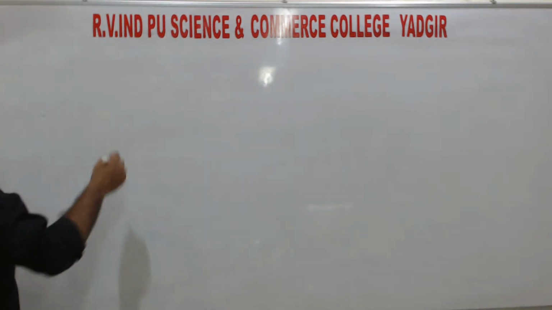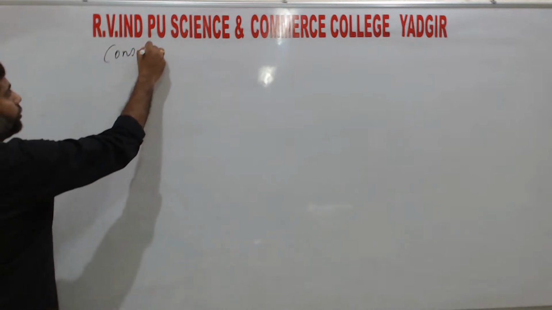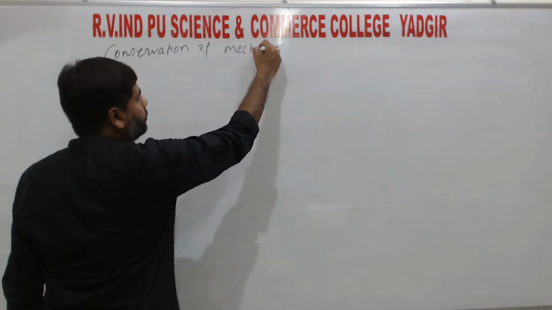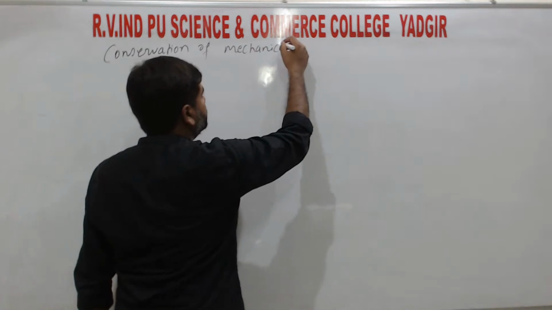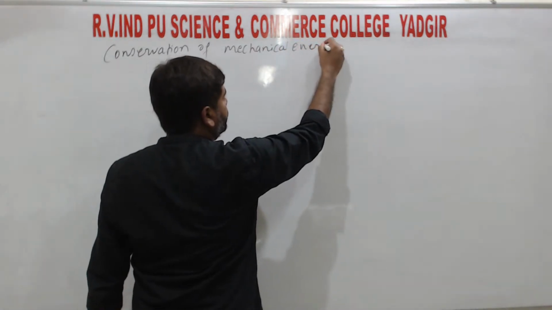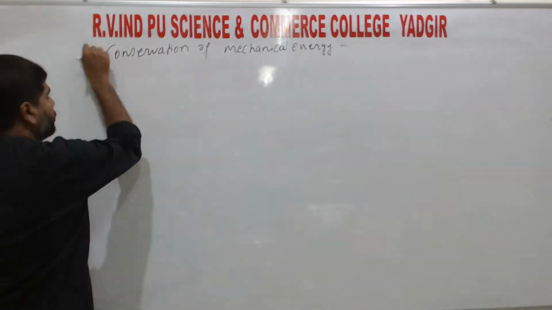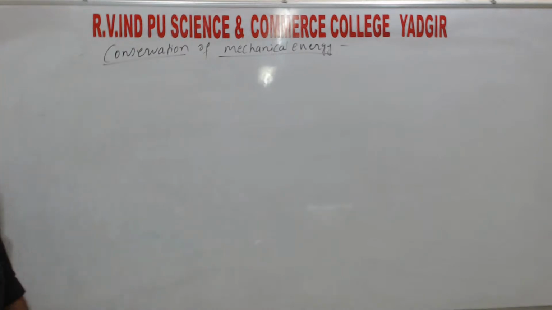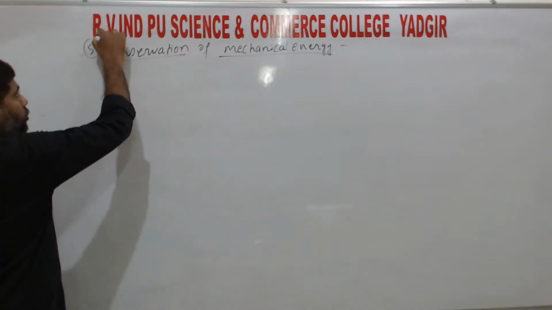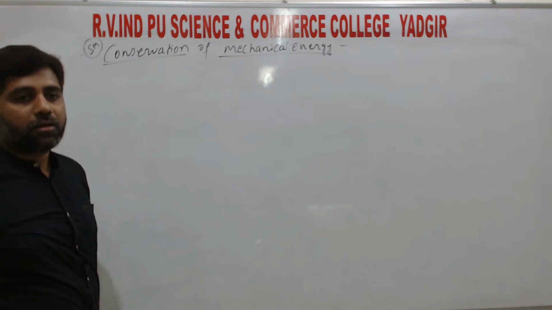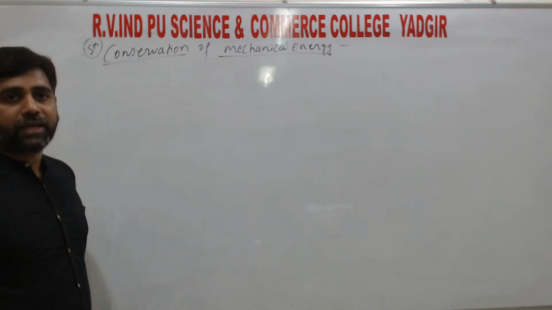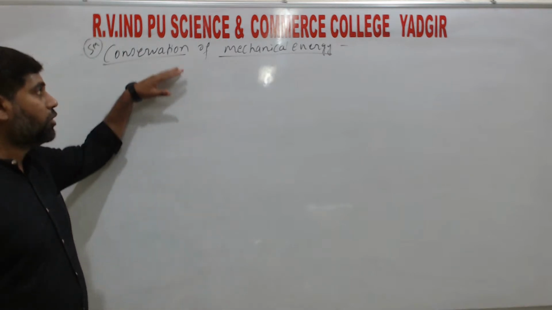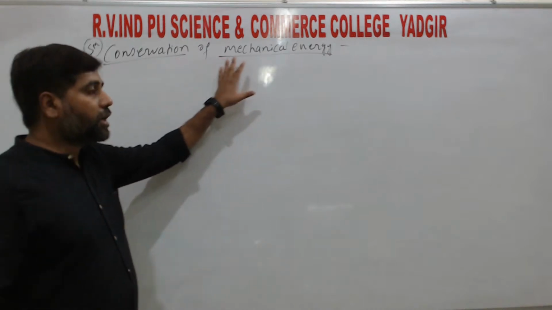So next, conservation of mechanical energy. Very important for 5 marks. Many times, a derivation for 5 marks has been asked. That is conservation of mechanical energy in the case of a freely falling object. Taking the freely falling body as the example, we need to derive the conservation of mechanical energy.